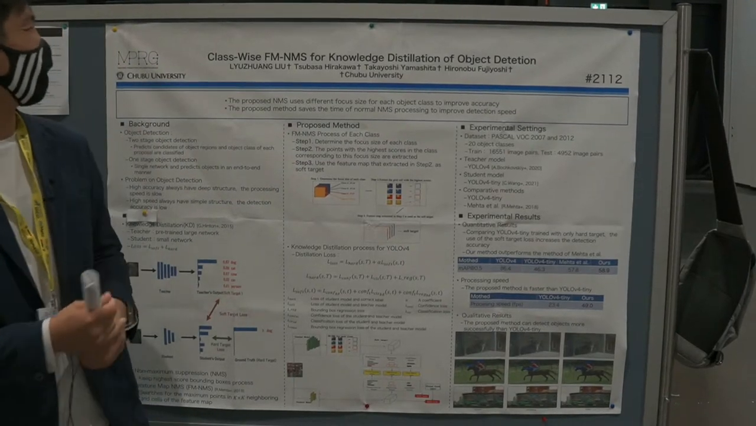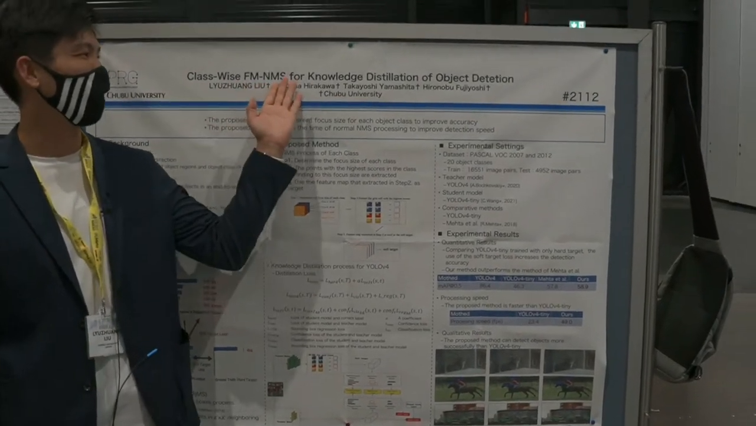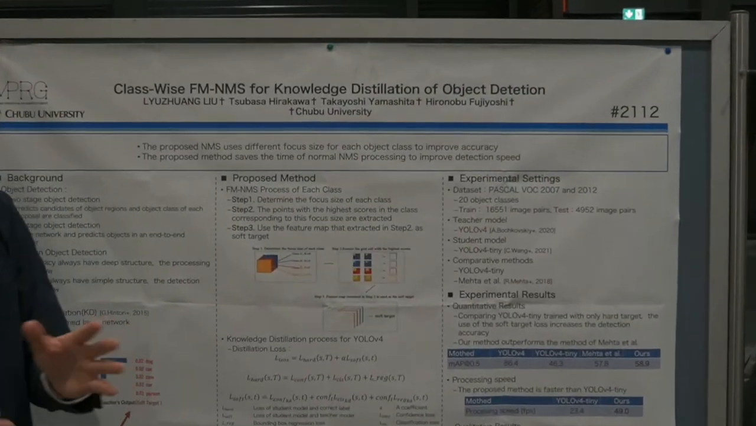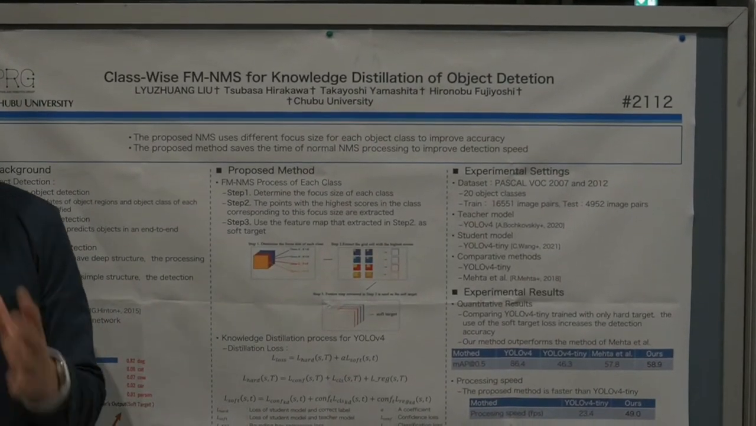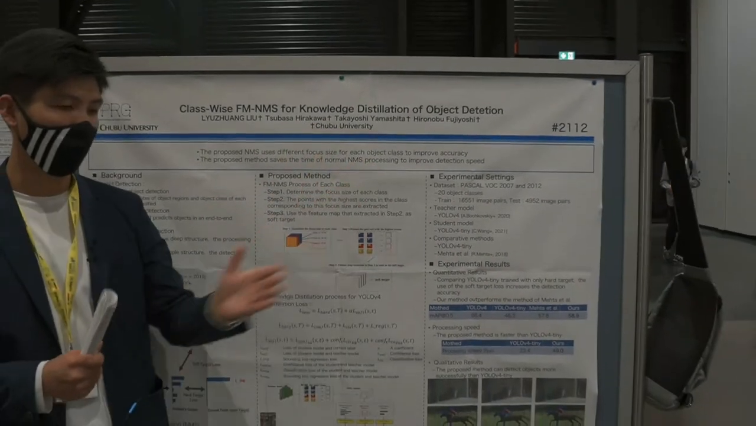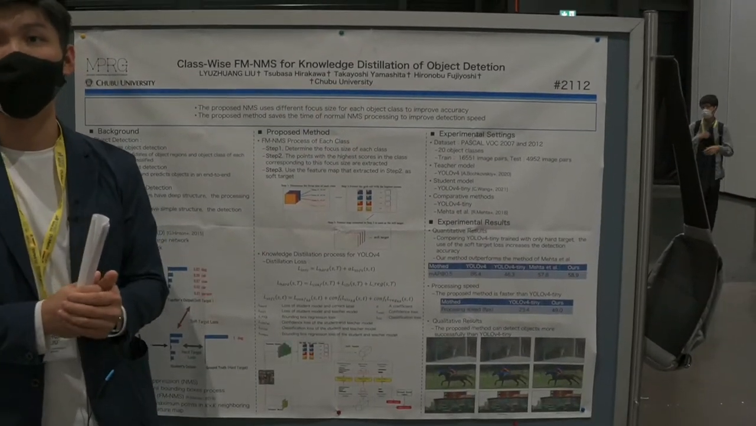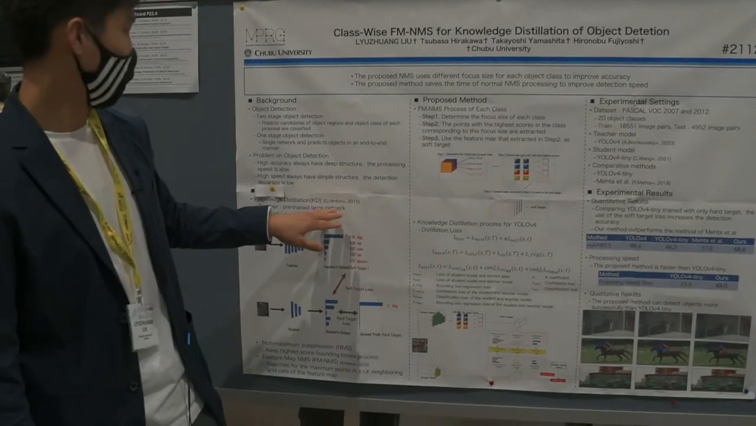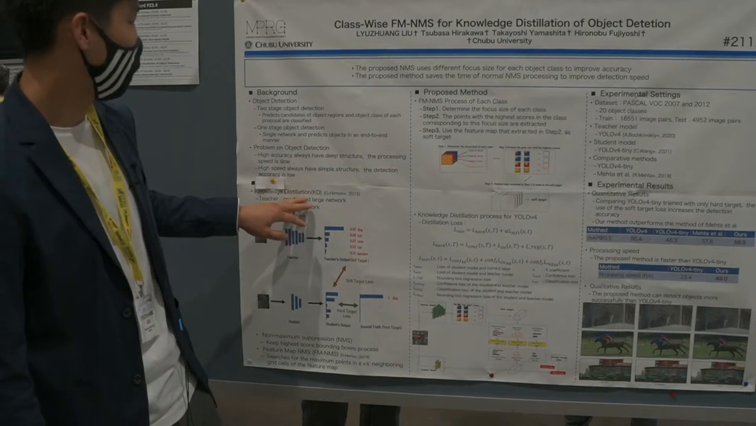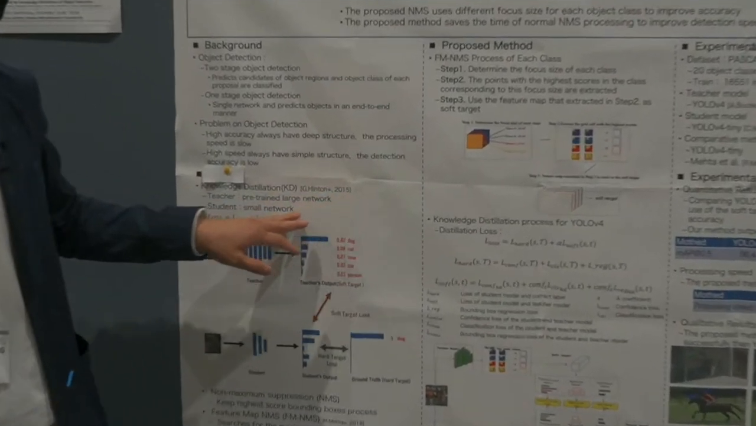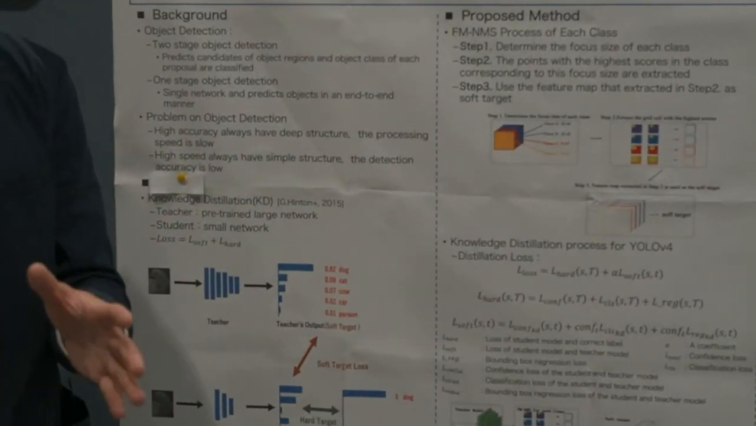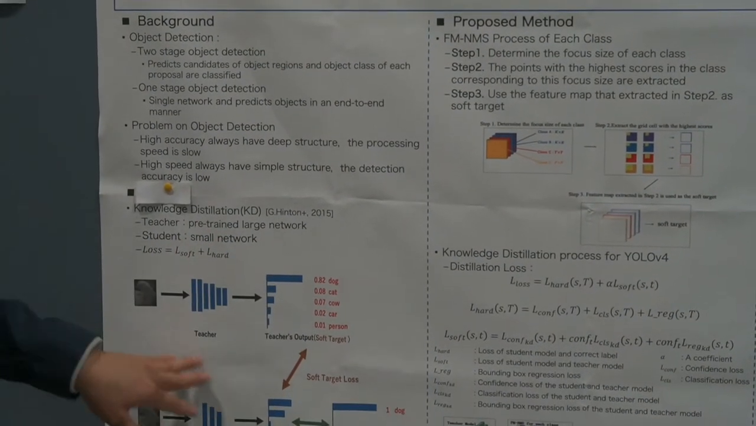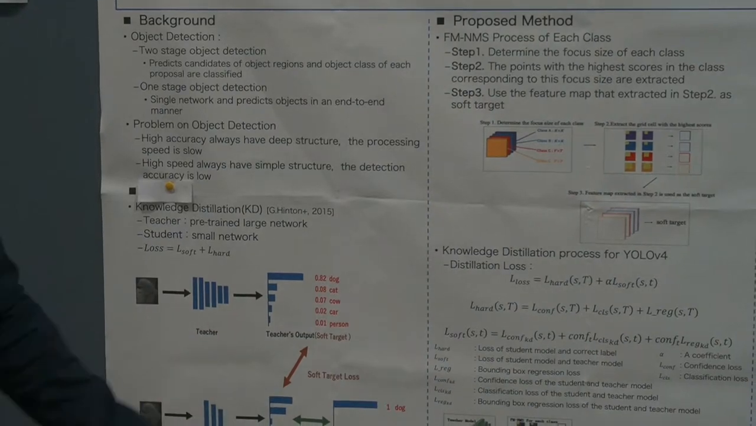I was talking about classified FMMs for knowledge distillation of object detection. It's very difficult to make a balance between the object detection's accuracy and speed. Hinton proposed a method named knowledge distillation in 2015, to improve the accuracy of the simpler network. He used a teacher model and a student model.